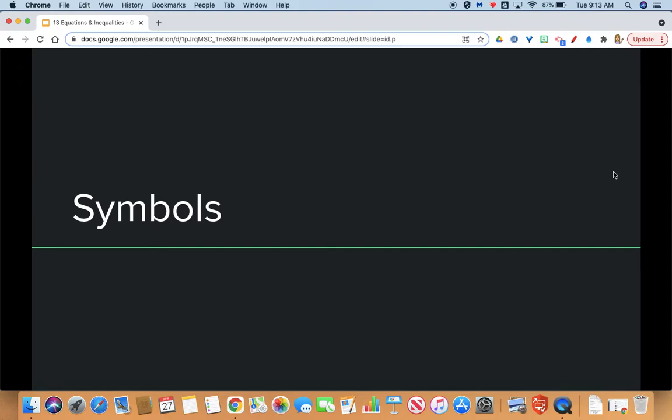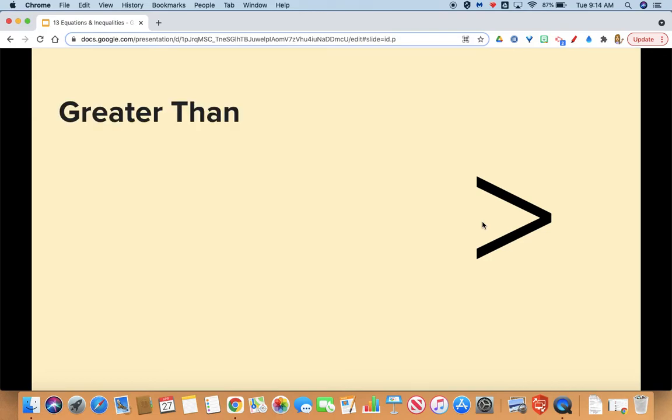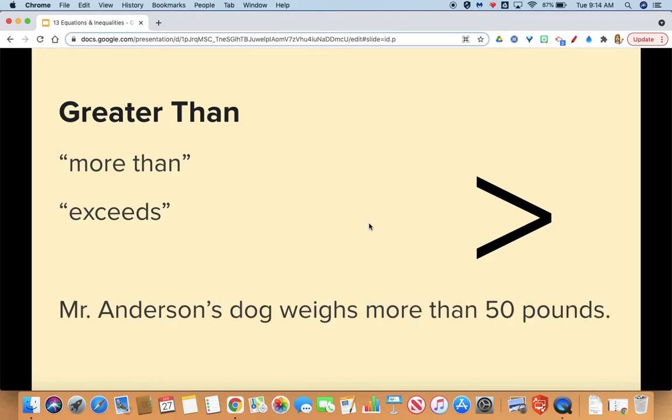Today's topic is over the symbols. We have four main types of inequality symbols that we use. Our first one looks like this. If you're reading it like a book from left to right, the first thing you hit is that open mouth. Maybe you've heard the alligator mouth before. This is a greater than sign. We use this in situations where something might be more than or something exceeds a number.